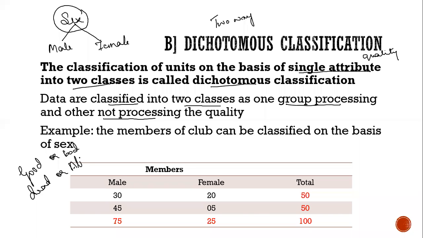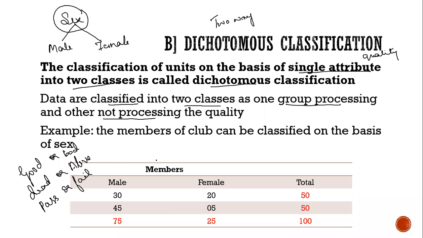One more best example is pass or fail. A student can either pass or fail. No other option is given there. Either he is pass or he is fail. That is dichotomous classification.